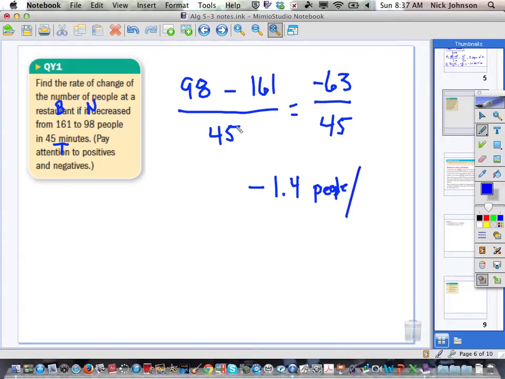And what did we divide it by? Well, we divided it by minutes. So they lost almost 1.5 people per minute. Okay?